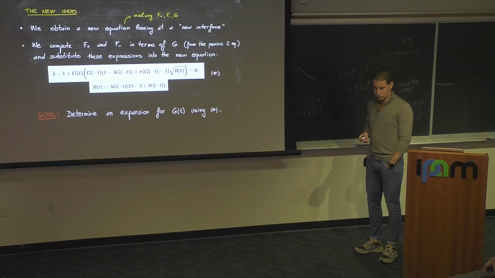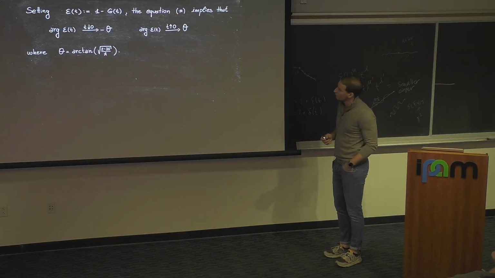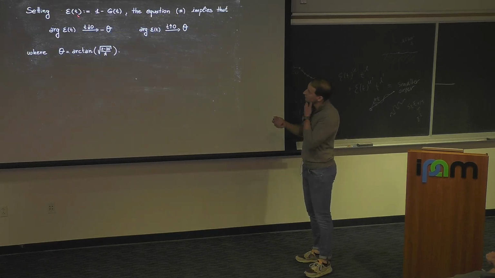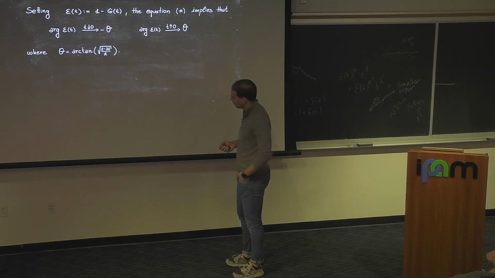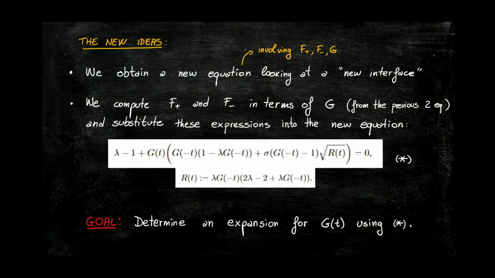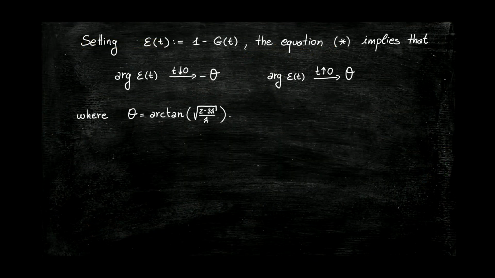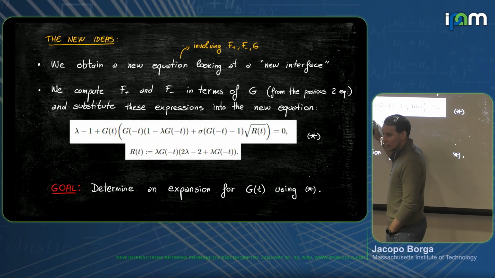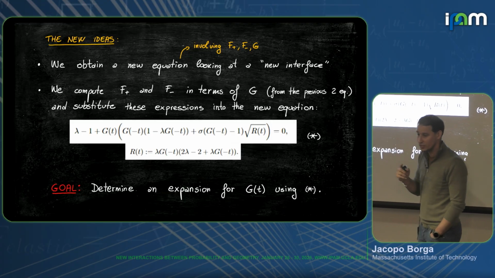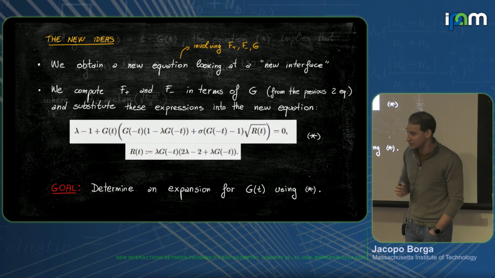Right? OK, how do we do that? If you set epsilon t to be 1 minus g t, with a bit of work, but not too much work, you can show that this equation forces what is the limit of the argument of epsilon t when t goes to 0 from the left and when t goes to 0 to the right. So this equation, in some sense, gives you a regime for the ratio between the imaginary part and the real part of epsilon t.